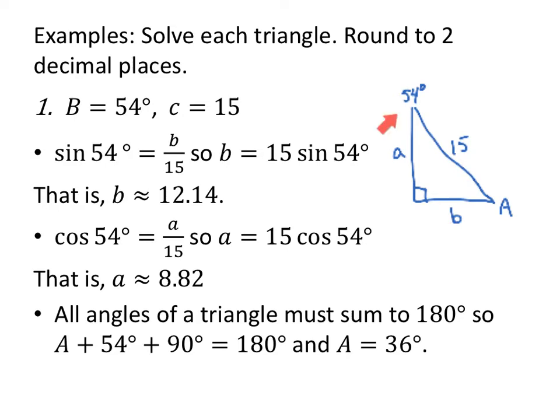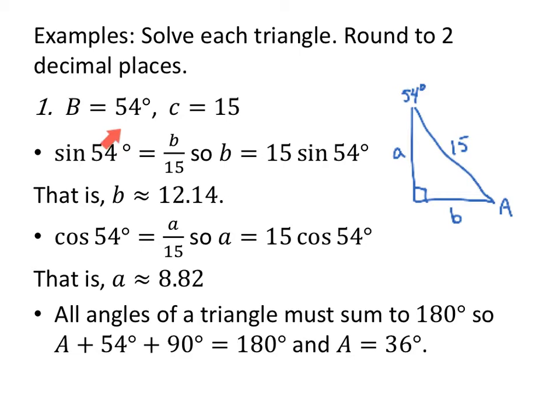From 54 degrees, I know that side B is opposite, and I have the hypotenuse. That's the sine. The sine of 54 degrees will be B over 15. Multiply both sides by 15. Side length B will be 15 times the sine of 54 degrees. Make sure your calculator's either in degree mode, or you could leave it in radian mode and make sure you use the degree symbol. And you'll get B equals 12.14.